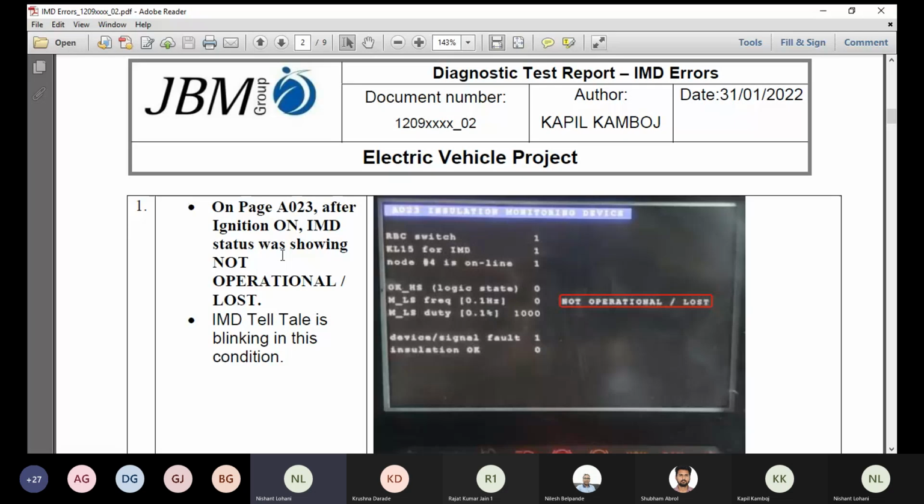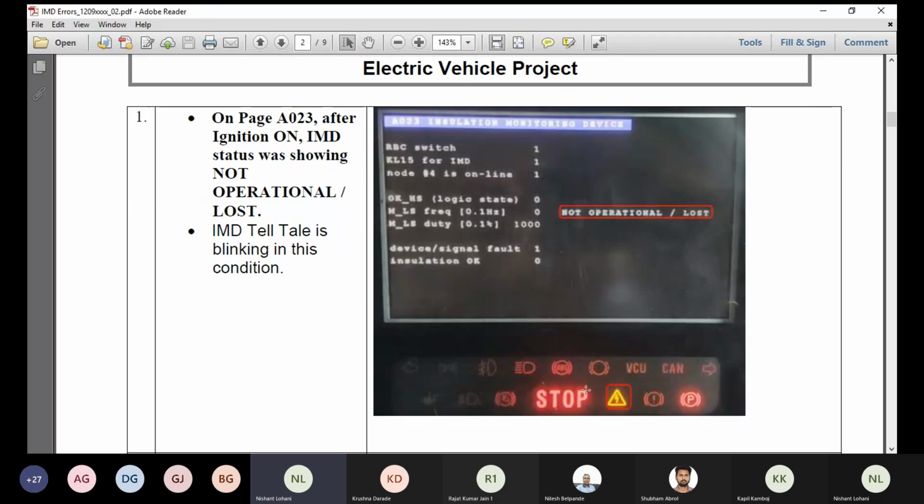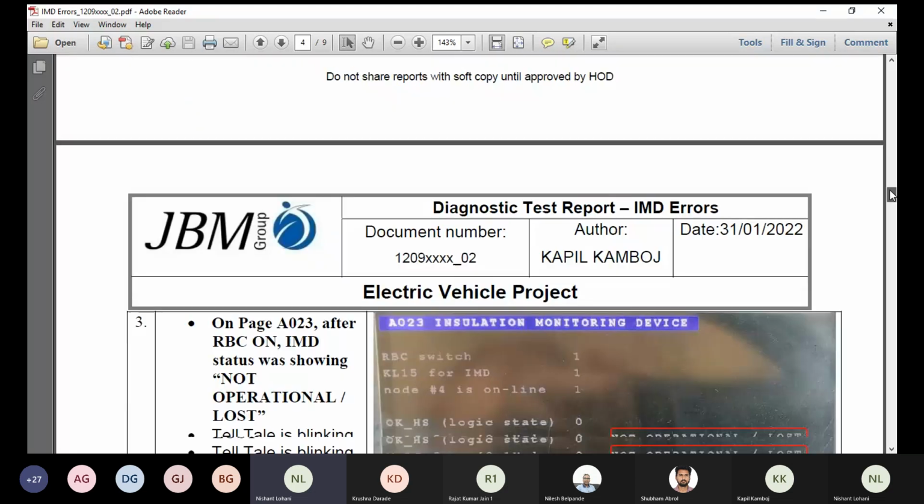If we look at page A023, the insulation monitoring device page, and we see an error like not operational or lost, then the IMD telltale will blink in this condition. At this point, there can be a case that the low voltage connection is missing. I can show you.